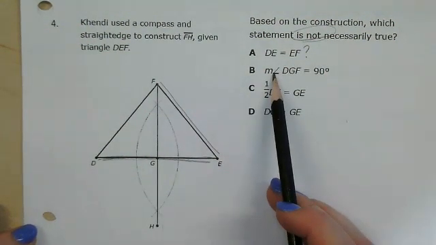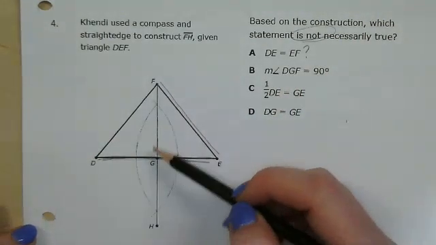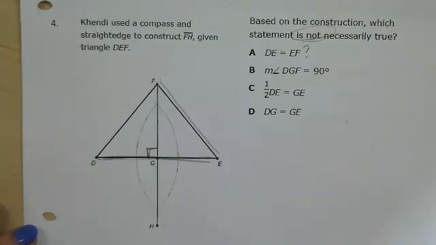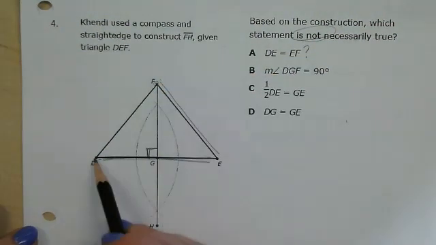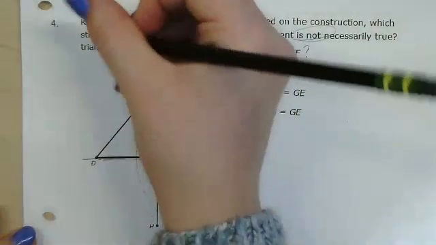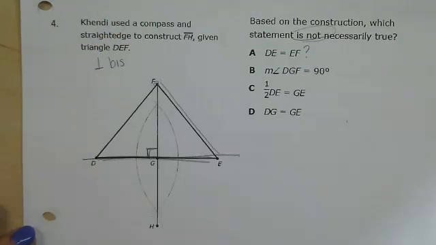B says that the measure of angle DGF is 90 degrees. DGF, that's this angle here. Well, if this was a construction that goes from the vertex straight down and intersects a horizontal line, they should form a 90-degree angle, right? It would appear that this looks like it's a perpendicular bisector, right? Okay, so it can't be that one.